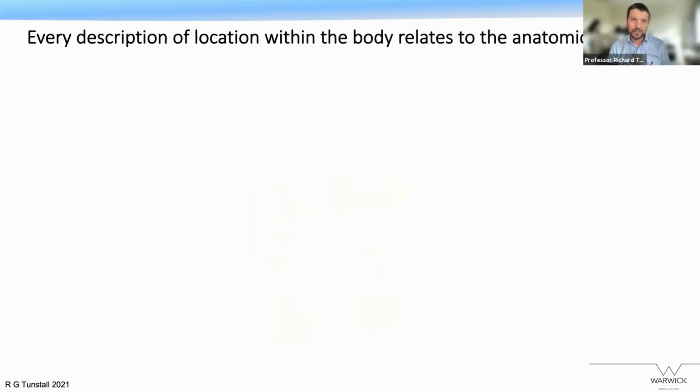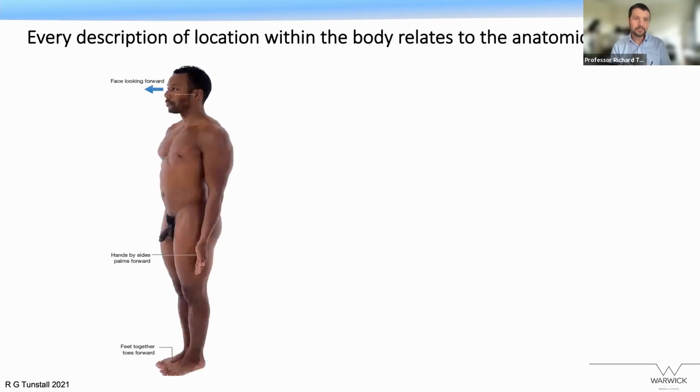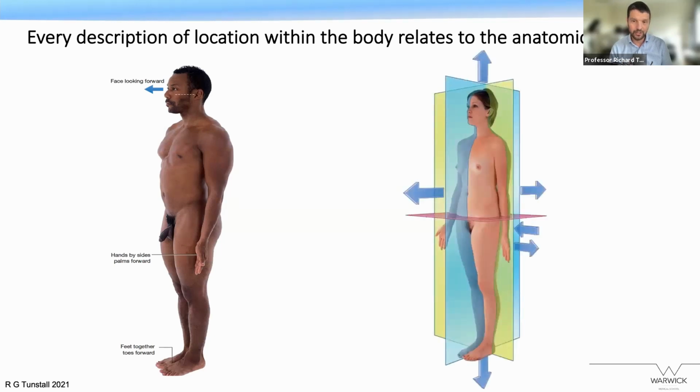Every description of location within the body relates to what's known as the anatomical position. This subject is standing in the anatomical position. The subject is stood, the feet are together, the hands are by the sides with the palms facing forwards, and the head is upright with the eyes looking forwards. So every description of location we have within the body relates to this standard reference position.